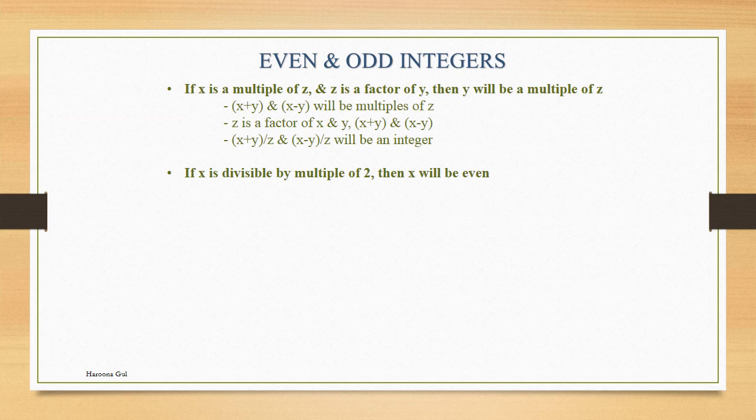Lastly, if x is divisible by a multiple of 2, then x will be even. Let x equal 20 and the multiple of 2 equal 4. Then, if 20 is divisible by 4, x will be even.